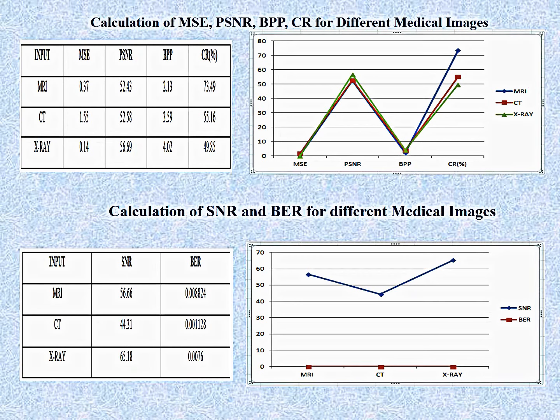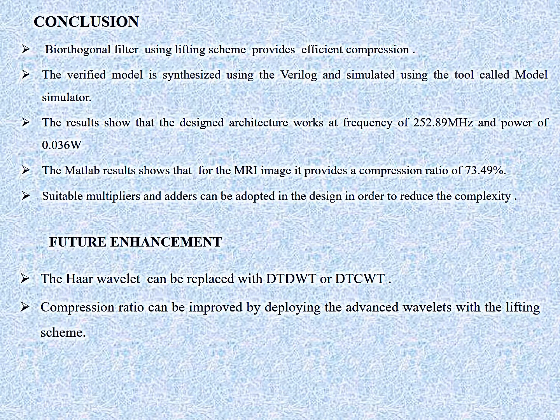So coming to the next part, calculation of MSE, PSNR, CR or compression ratio for different medical images. When we obtained the input like this, we had a compression ratio of 73.49, which I have plotted over here, and I've calculated the SNR and error ratio. We found out that its SNR was quite high and the error ratio was very low, as shown in this particular signal output.